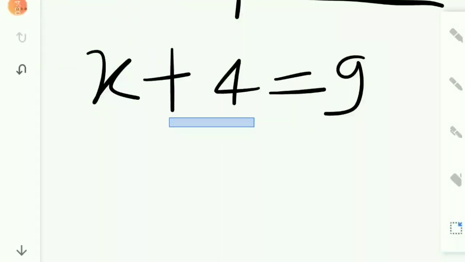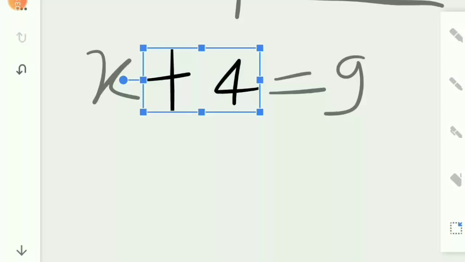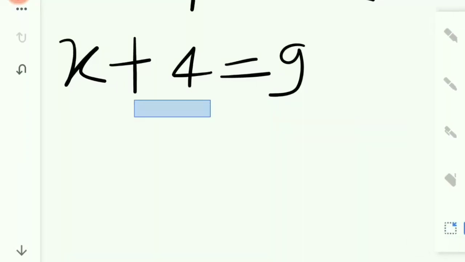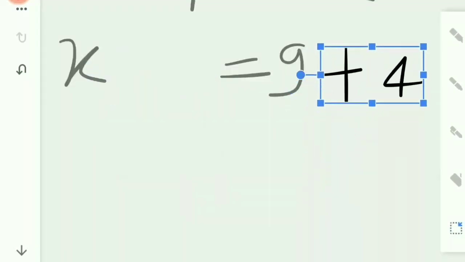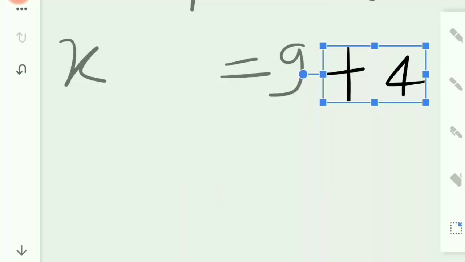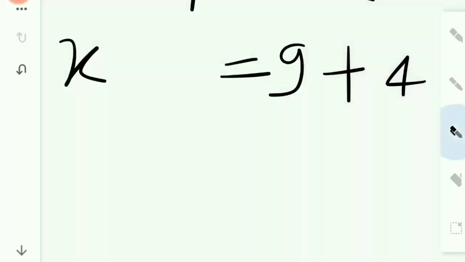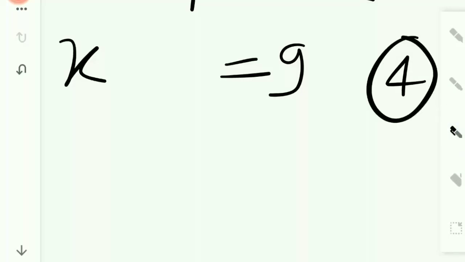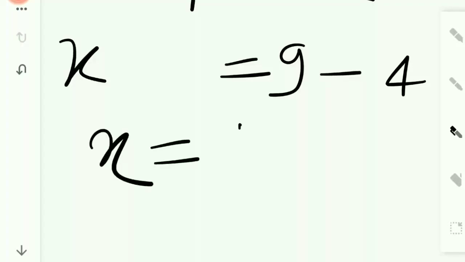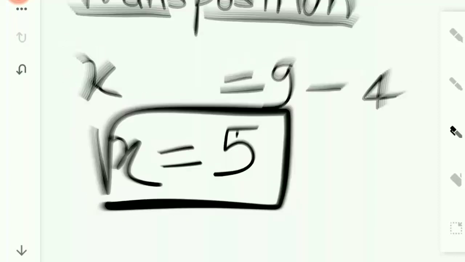Let's look at it again. I have plus 4 over here on the left hand side. I will lift this plus 4 and put it on the right hand side, but while doing so I will have to invert the operation that this 4 was performing on the left hand side. This 4 was performing addition on the left hand side, so I'll have to invert it into subtraction. So x equal to 9 minus 4 is 5. We've gotten the correct answer.